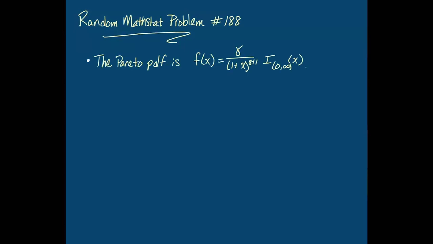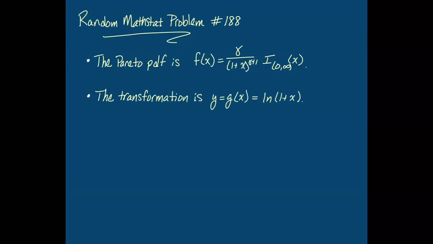We're asked to find the distribution of the random variable capital Y sub i defined to be the log of 1 plus capital X sub i. Because the X's are iid, the Y's will also be iid, so I'm just going to look at capital Y equals the log of 1 plus capital X and leave off subscripts. This is a g inverse problem. The transformation is y equals g of x equals the log of 1 plus x.